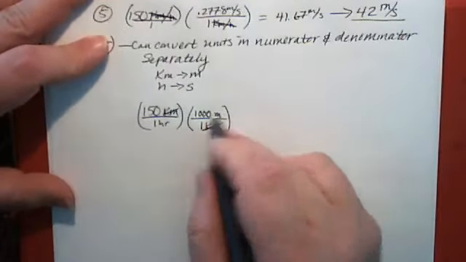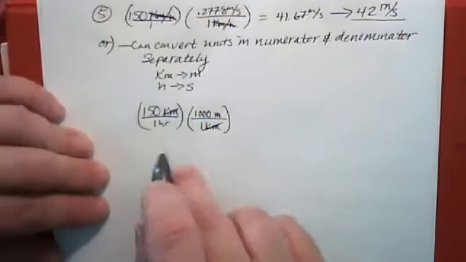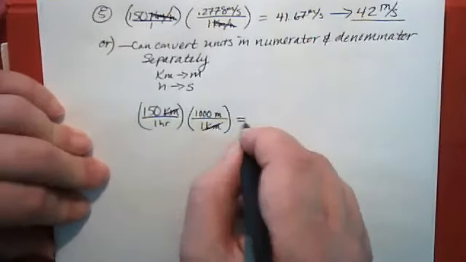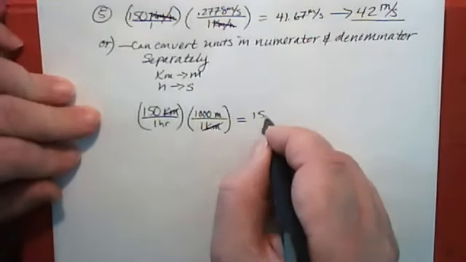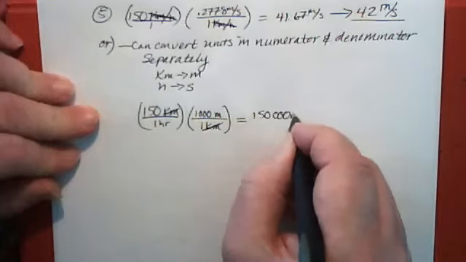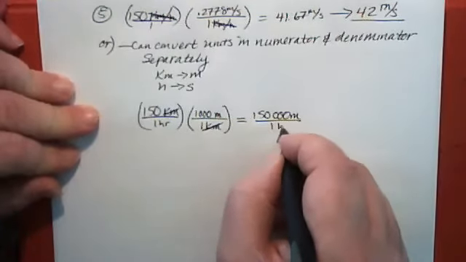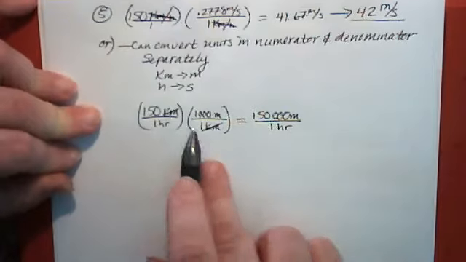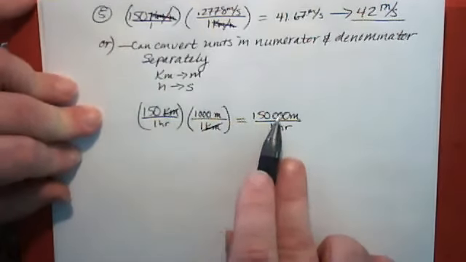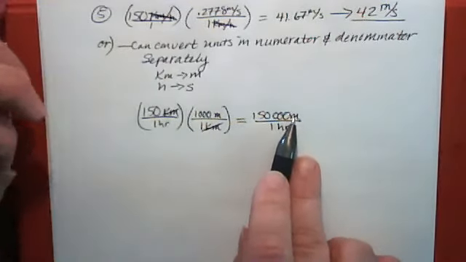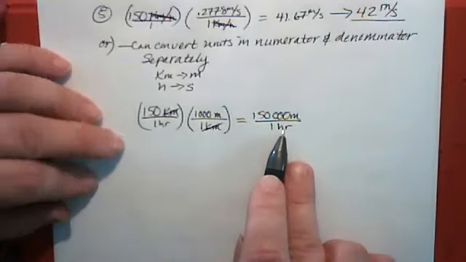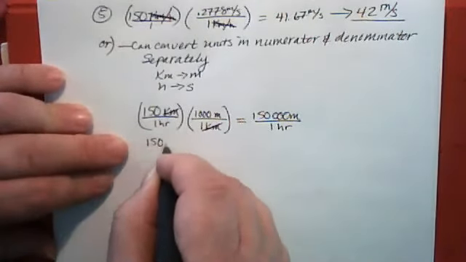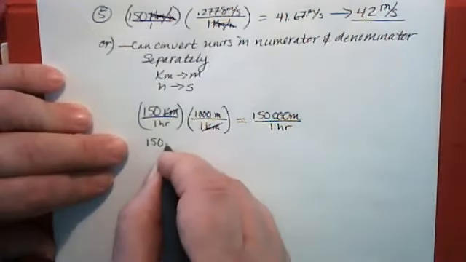And if you want to stop and write the answer down now, you can do that, and you would have meters per hour. In fact, why don't we do that? So 150,000 meters in 1 hour. And I've written that down now just because we've finished converting the top unit, but we haven't done anything with the bottom unit yet. So now what you can do is come down to the next line, or just keep going along like that.